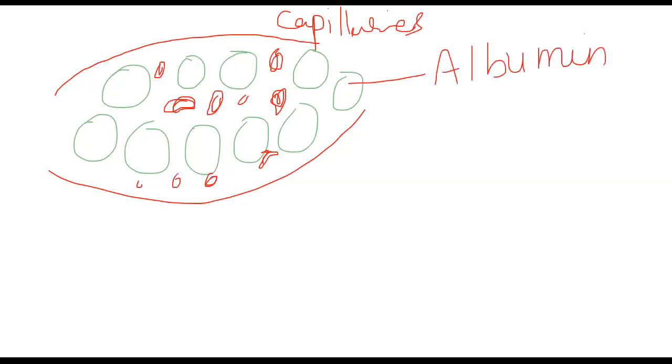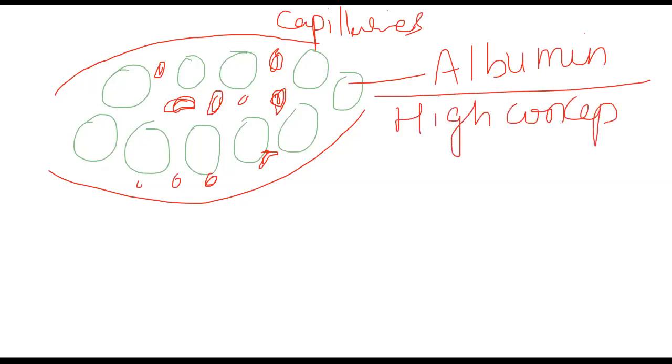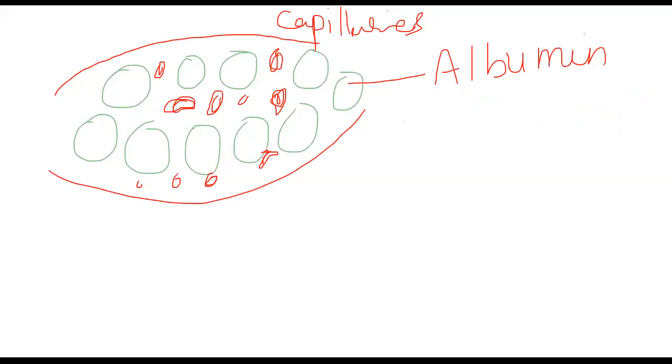Albumin creates a high concentration gradient in the capillaries. Because of albumin, a concentration gradient is created. Shall we type this? Albumin creates high concentration.